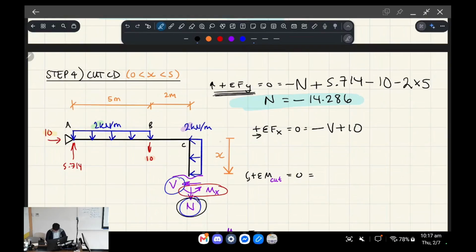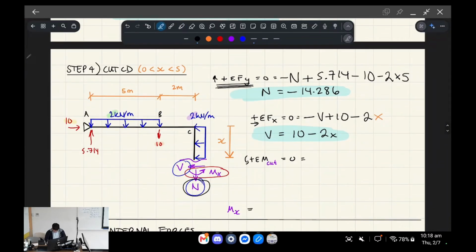Because now we've got a distributed load that's pointed to the left as we go down this column, with a magnitude of 2 pointed to the left, I'm going to do negative, and it has a variable distance of x. So now, if we solve for V, the shear force is equal to 10 minus 2x. That's our linear expression for our shear force.